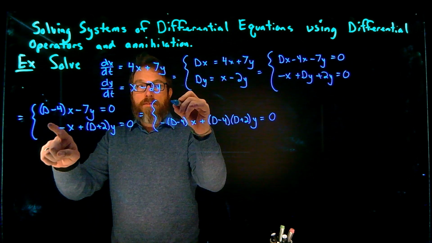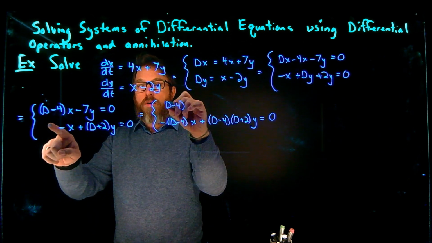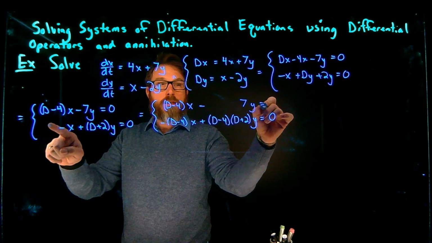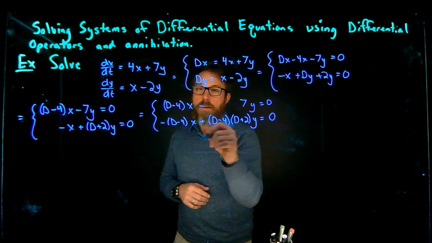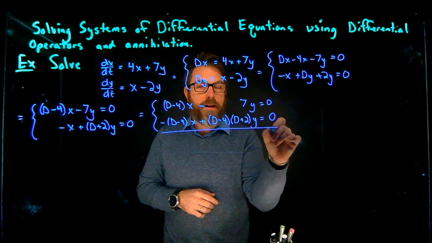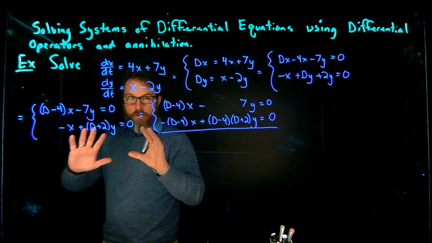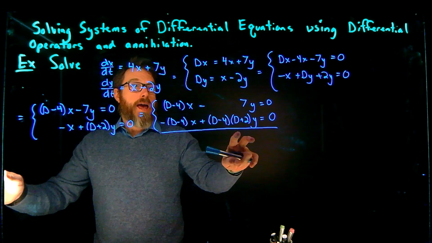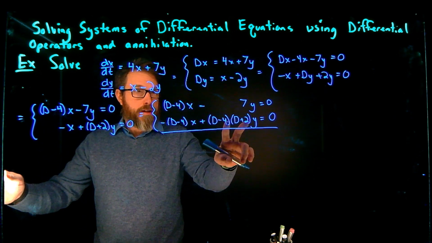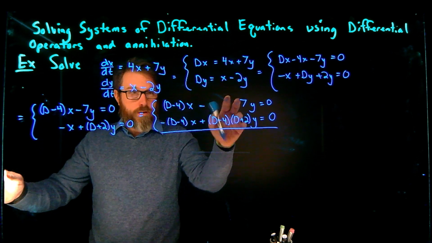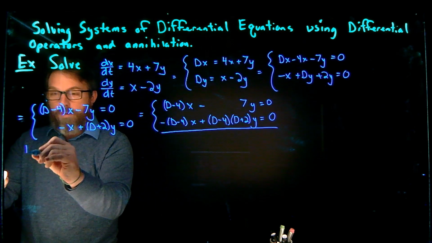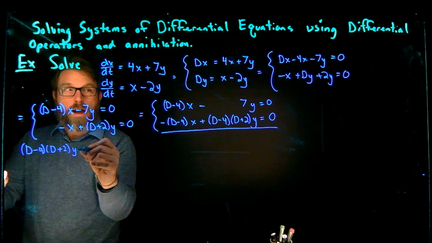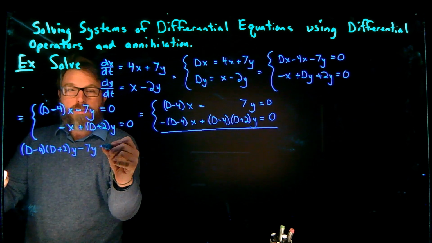And then up here I have d minus 4 operated on x minus 7y is equal to 0. Now that these are opposite in sign, I can now add them. I will do it over here because we're going to need the room. So these will annihilate, but I'm going to write the positive one first and the negative one second. So this is going to become d minus 4 times d plus 2 y minus 7y is equal to 0.